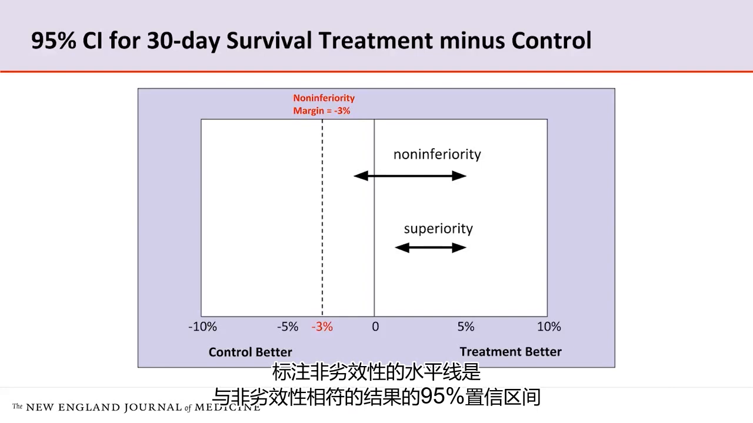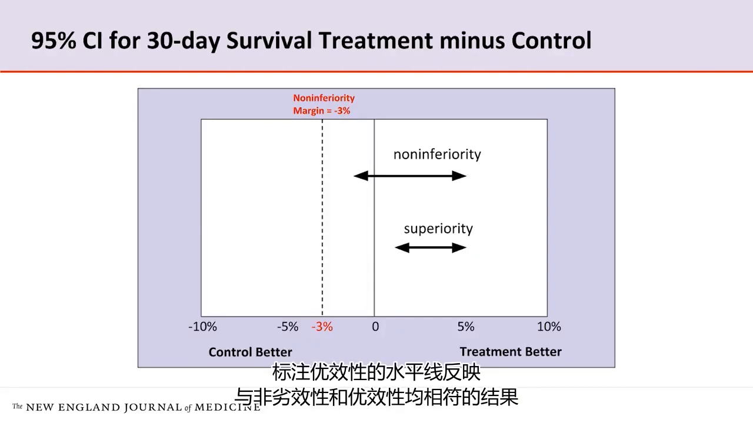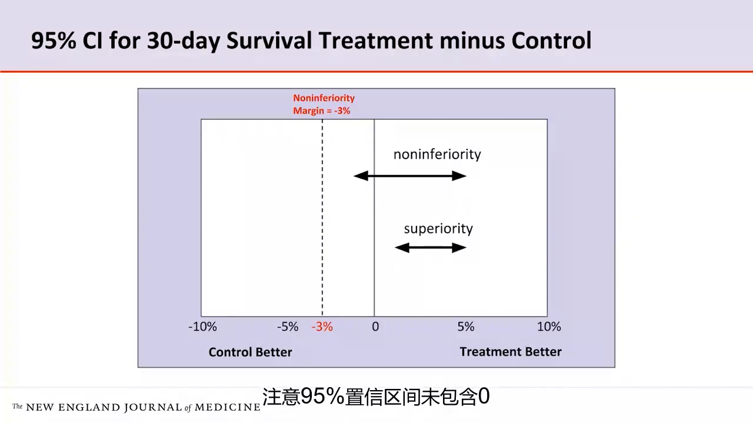The horizontal bar labeled non-inferiority is a 95% confidence interval for a result consistent with non-inferiority. Note the 95% confidence interval does not cross negative 3%. The bar labeled superiority reflects a result consistent with both non-inferiority and superiority. Note the 95% confidence interval does not include 0.